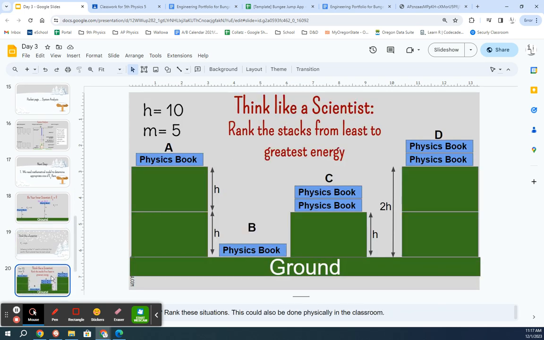So now we can think about a couple of different situations. We want to try to rank these. Which one do we think would have the highest? Which one do we think would have the least? And so on and so forth. So we'll go ahead and rank these from least to greatest amount of energy. Again, I'll pause it here so that you can go ahead and rank those, and then join us again to double check your answer.